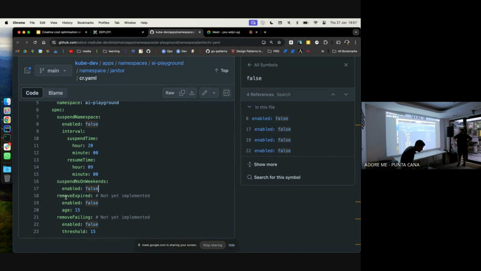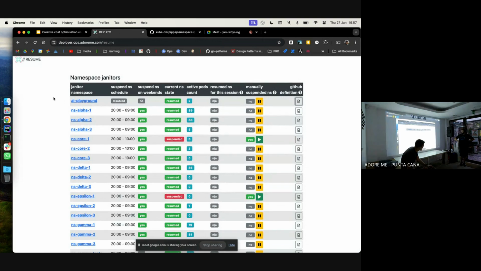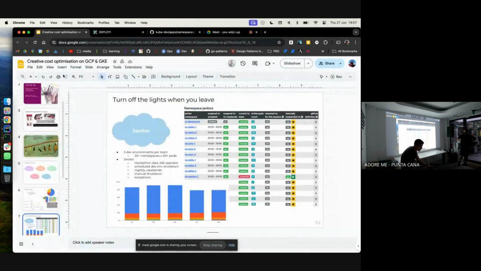Yeah, and some things were not yet implemented. Maybe never. You also have the option to suspend your namespace on demand and resume it on demand. Maybe you came early to work and you need to start it and start your day.